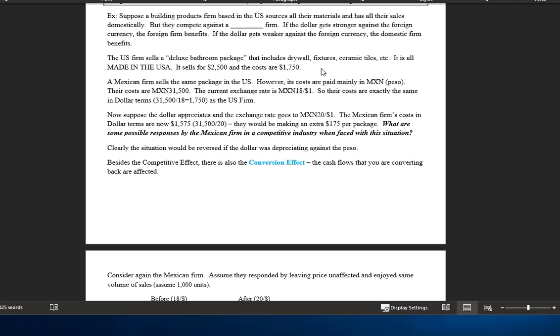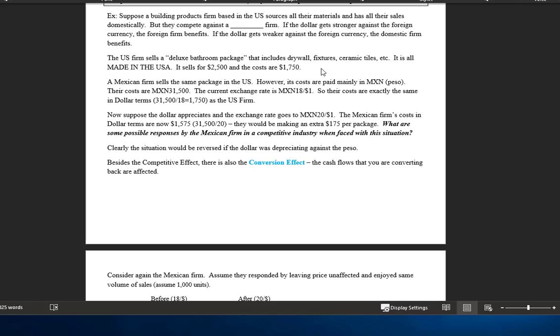If you go to Home Depot and you can buy a bathroom set from one company for $2,500 and the exact same stuff for $2,400, it's likely that you will go and buy the cheaper thing, right? Assuming the quality and everything else is the same, you try to grab market share. And so this would hurt the U.S. firm.